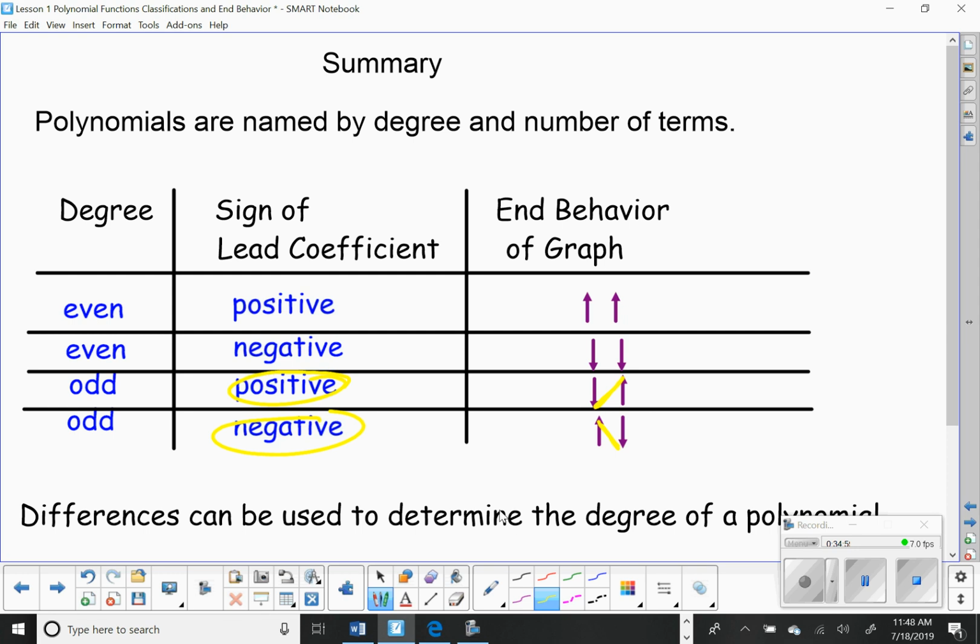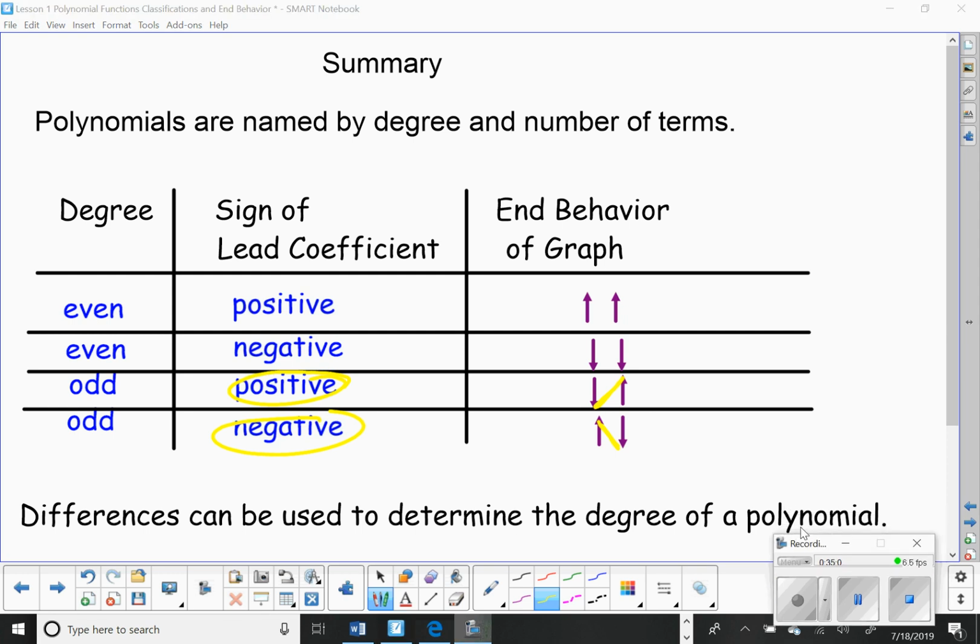Differences can be used to determine the degree of a polynomial. This is actually left over from what was in your book, which is really not an objective, and nobody really would use that, at least not at this level. That's it.